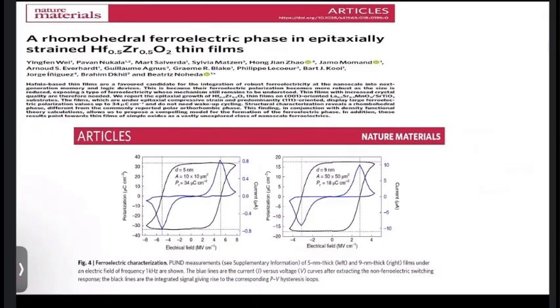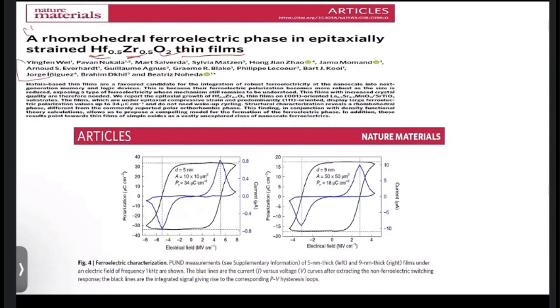So we have another interesting paper, as we discuss a lot of research articles as mentioned in your lecture slides. Here is one article from Nature Materials. I have not mentioned the date and the year here, but you can see that the paper is titled "A rhombohedral ferroelectric phase in epitaxially strained hafnium zirconium oxide thin films."